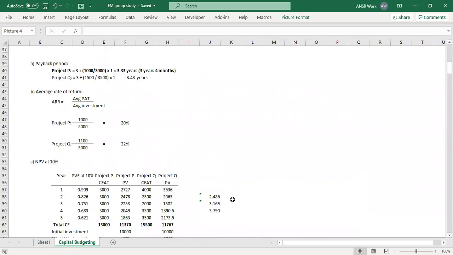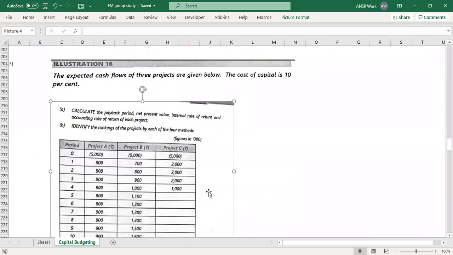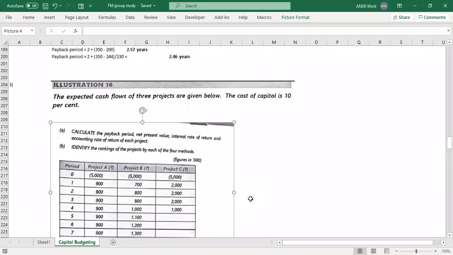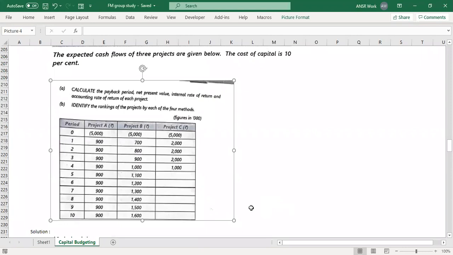Any doubts before we wind up? The same question which you posted in WhatsApp, right? No, this is a different one. I'm going to post it now. Give me 1 second. Yeah, I've done it. Let me see if all the information is there. Okay, only cost of capital is not there. Cost of capital is 10%, so the rate of return is 10%. You go with that. I'll just write that down.